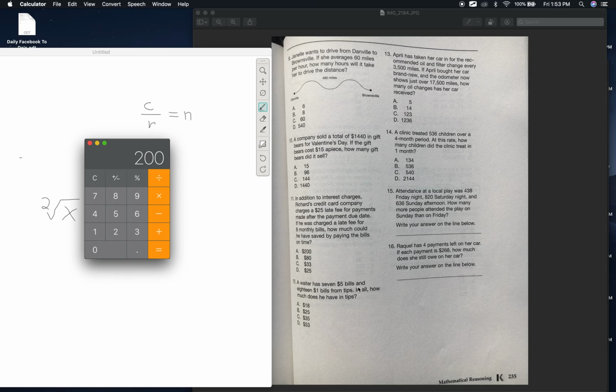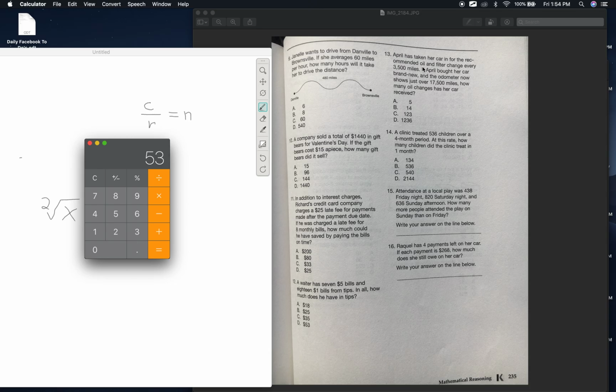A waiter has 7 $5 bills and 18 $1 bills from tips. In all, how much does he have in tips? Again, 7 $5 bills. Multiply 7 times 5 equals 35. And 18 $1 bills. So we know that 18 $1 bills is $18. Okay, so in all, this right here indicates that this needs to be added together. Okay, how much does he have in tips? 35 plus 18 equals 53. So he has $53, which is D.